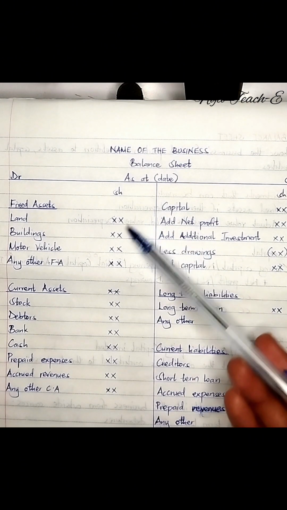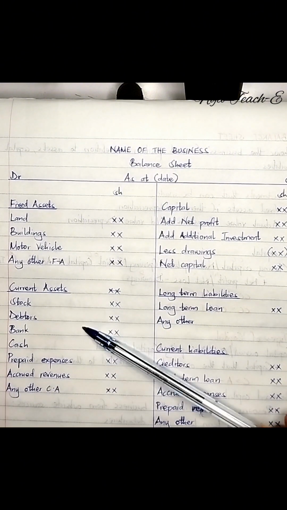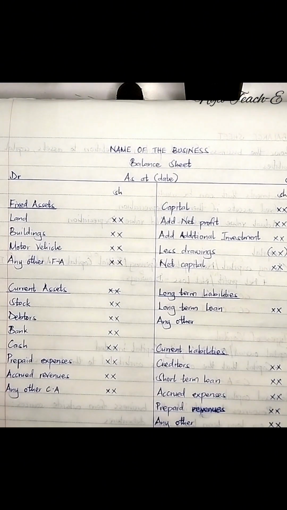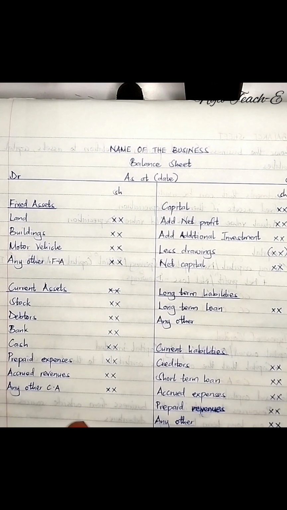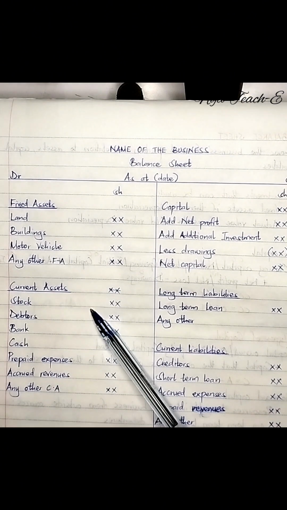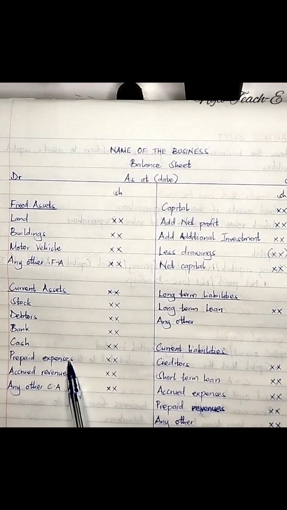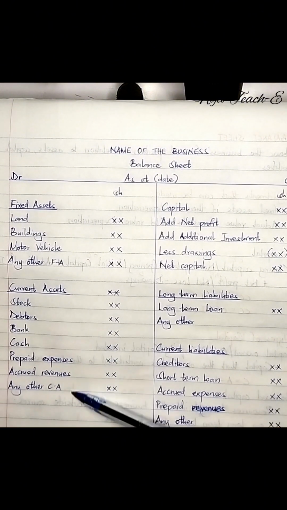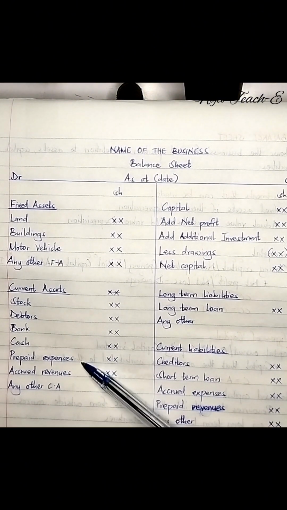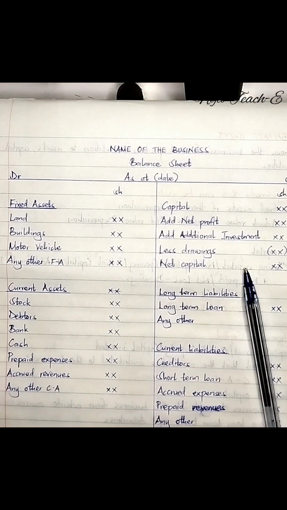Then once you're done with fixed assets, move to current assets. Current assets are expected to last for a short period of time, usually less than a year in the business. For example, stationery. There's also cash at hand, cash at bank, debtors, closing stock, prepaid expenses, accrued revenues, and any other current assets. So what are prepaid expenses? These are current assets. That's why we've mentioned them there.